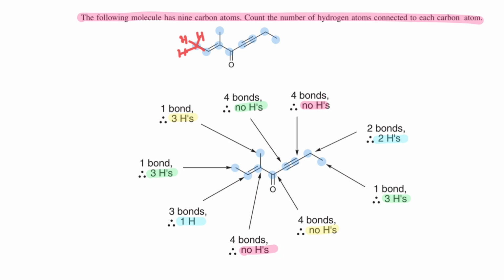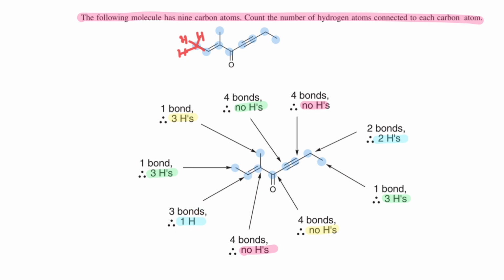Therefore, no hydrogen. Now this carbon atom has 1, 2 bonds. Therefore, the remaining are 2 hydrogens. Next one, the last carbon has one bond, therefore 3 hydrogens. Now this carbon atom has 1, 2, 3, 4 bonds, therefore no hydrogen. Next, this carbon atom has 1, 2, 3, 4 bonds, therefore no hydrogens. This carbon atom has 1, 2, 3, therefore 1 hydrogen.